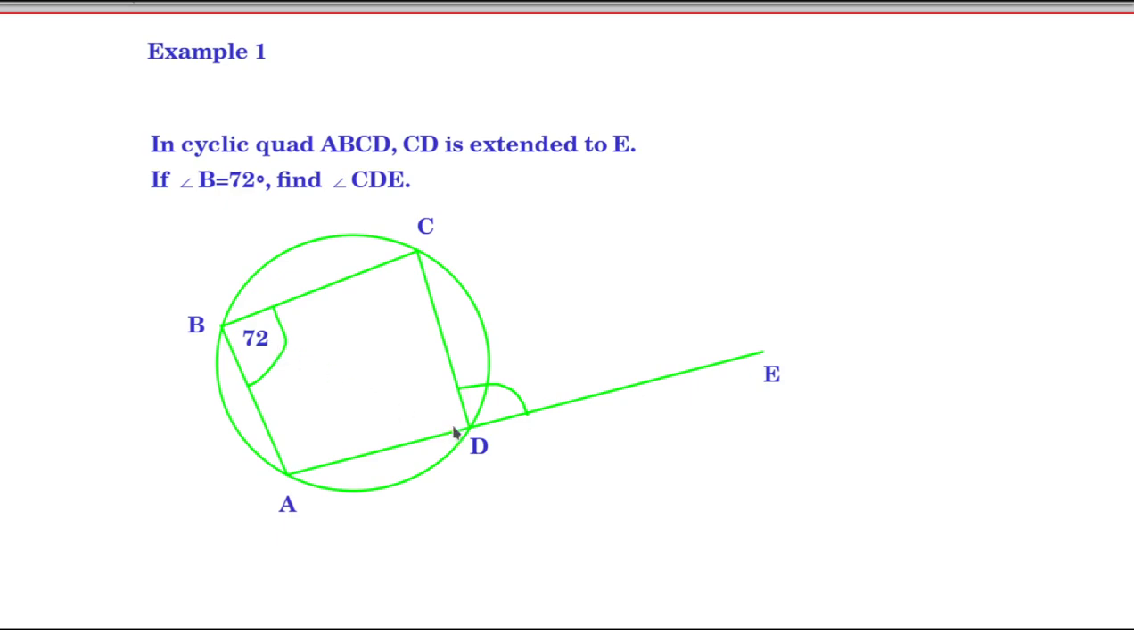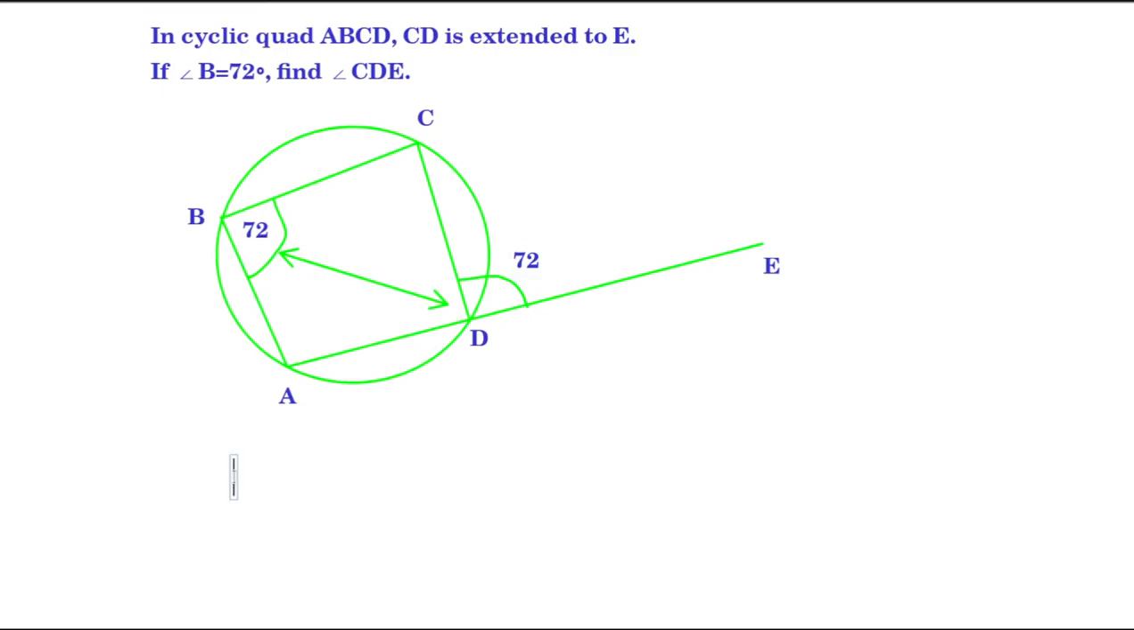Now these are the opposite angles of the cyclic quadrilateral. These ones, they are opposite. And then this one here is the exterior angle, so we're expecting this one. This angle is actually 72 degrees. Let's just write the solution.